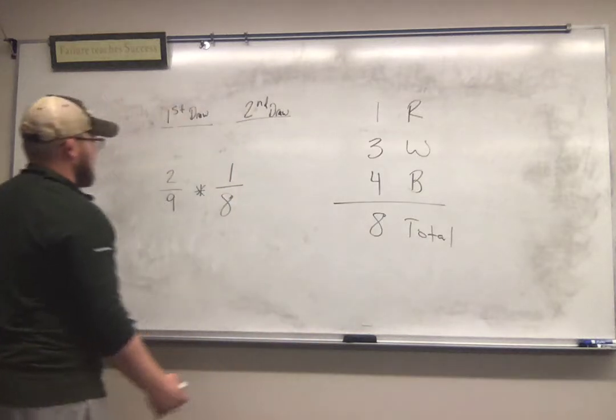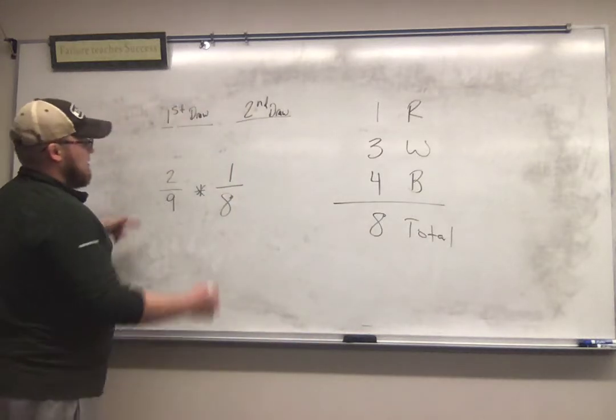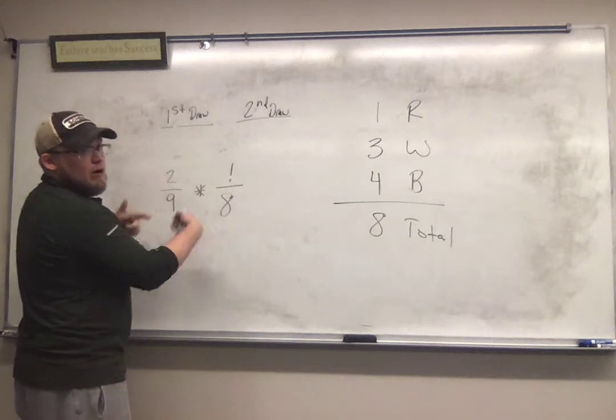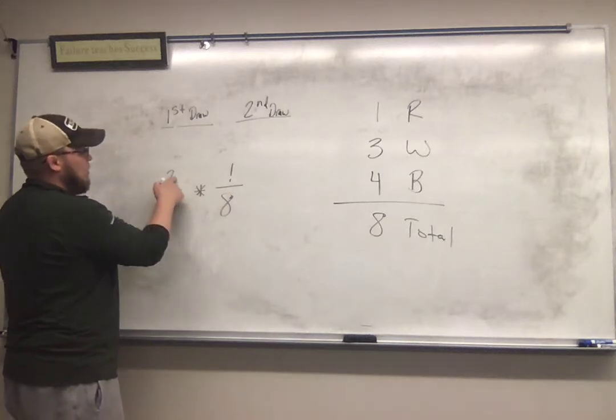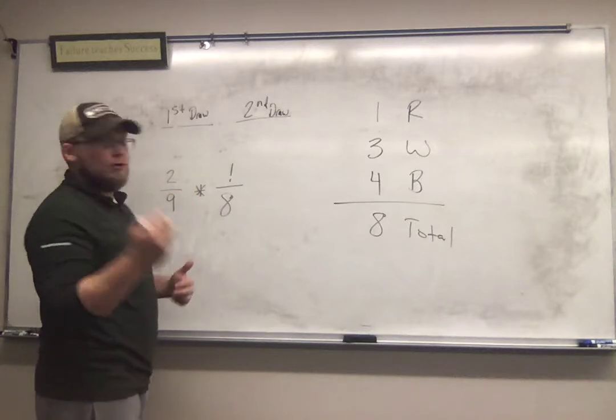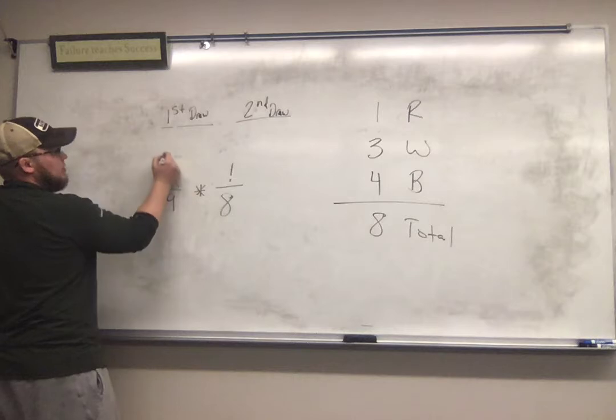So now if I multiply these, top times top, bottom times bottom, but first I'm going to simplify this so I don't have to do it at the end. Okay, I know 2 and 8, they have a common multiple, and that number is 2. So how many times does 2 go into 2?